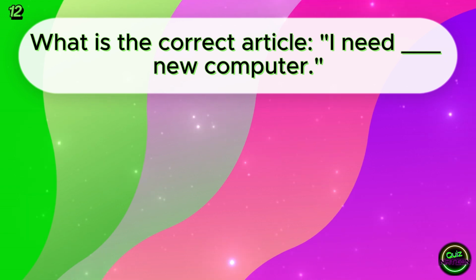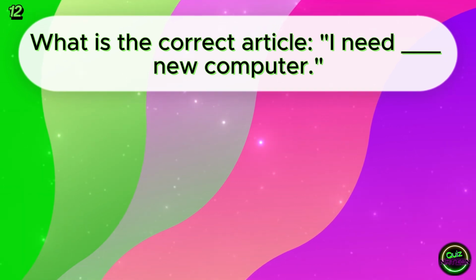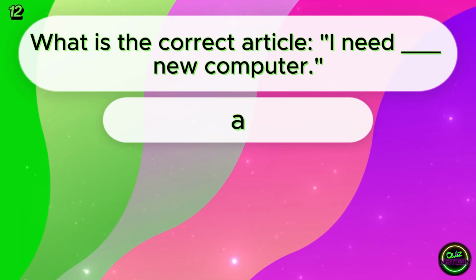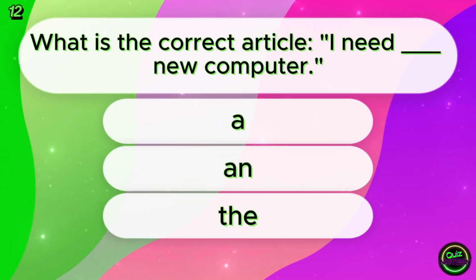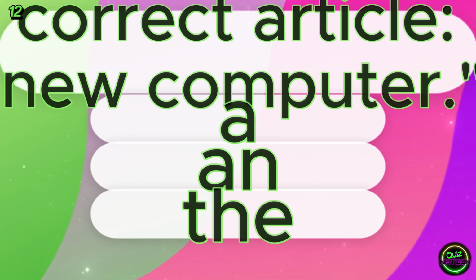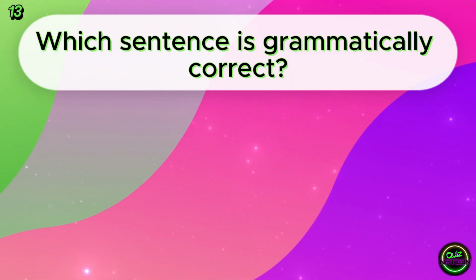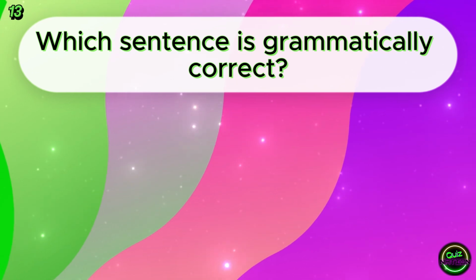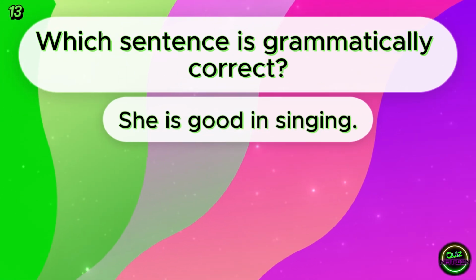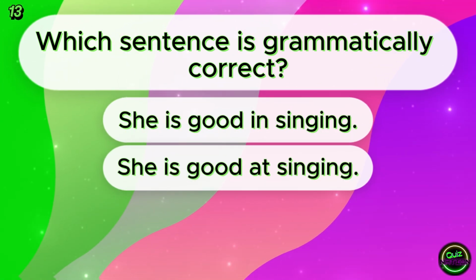What is the correct article? I need blank new computer. A, an, the. A. I need a new computer. Which sentence is grammatically correct? She is good in singing. She is good at singing.